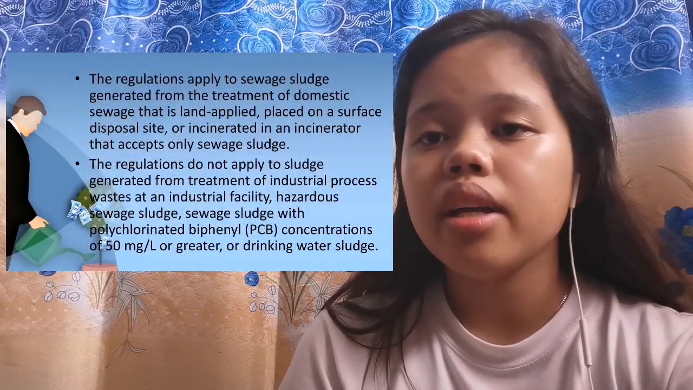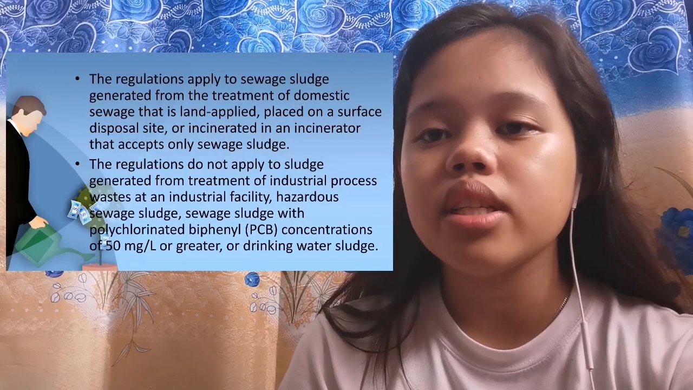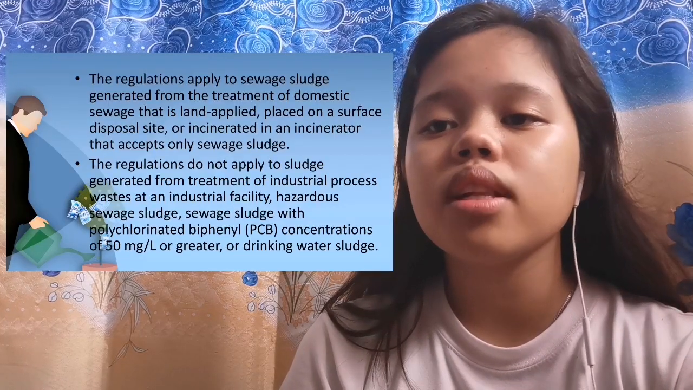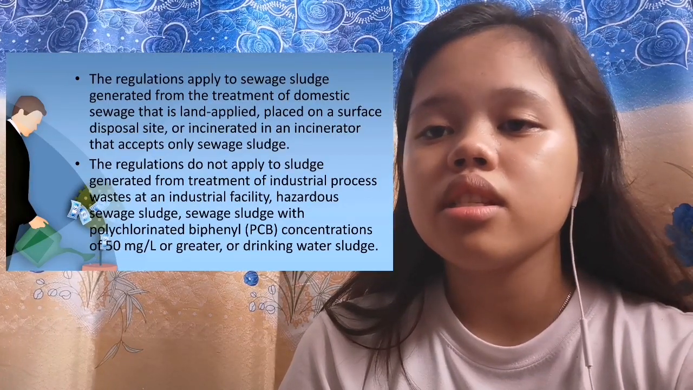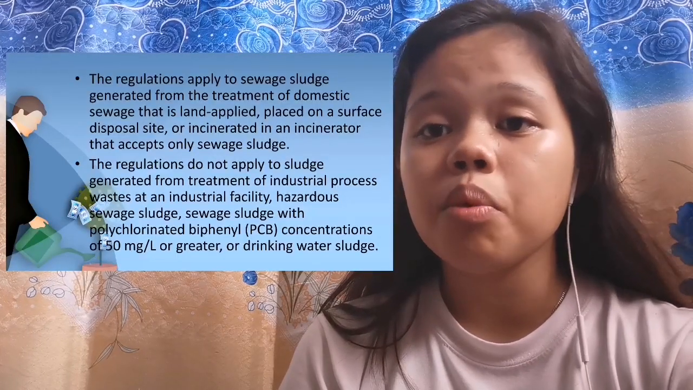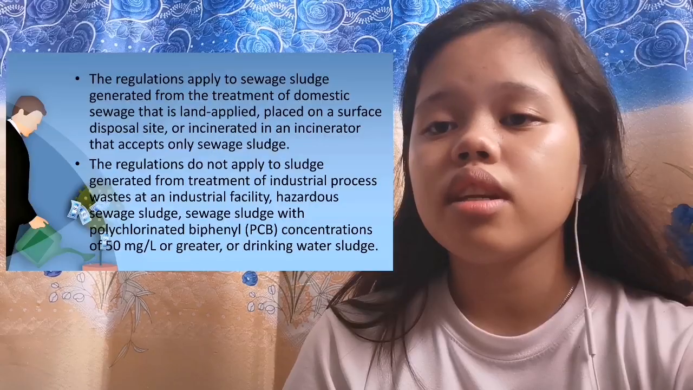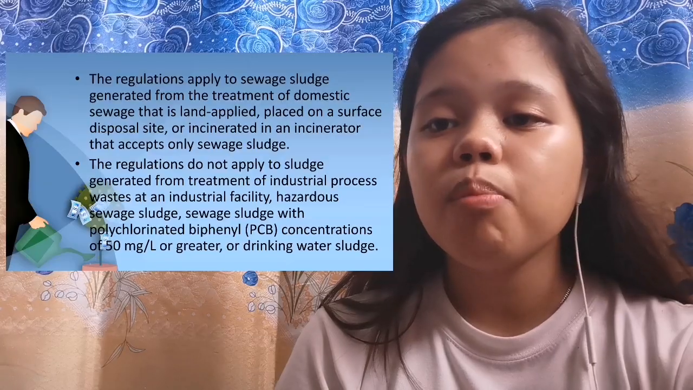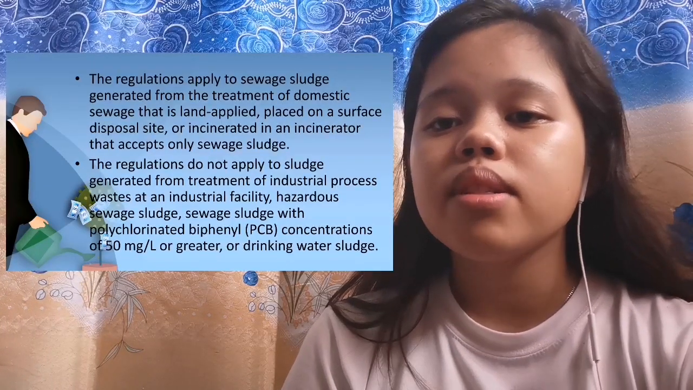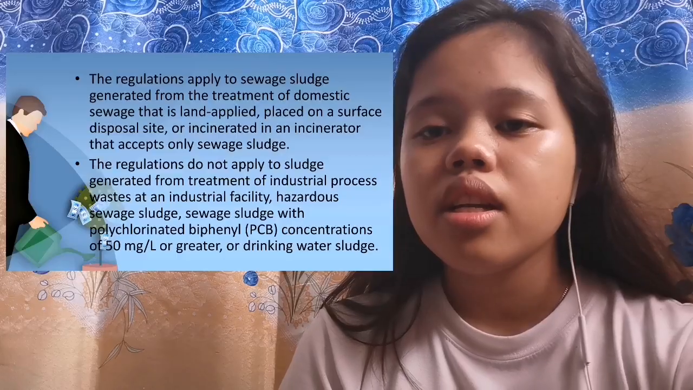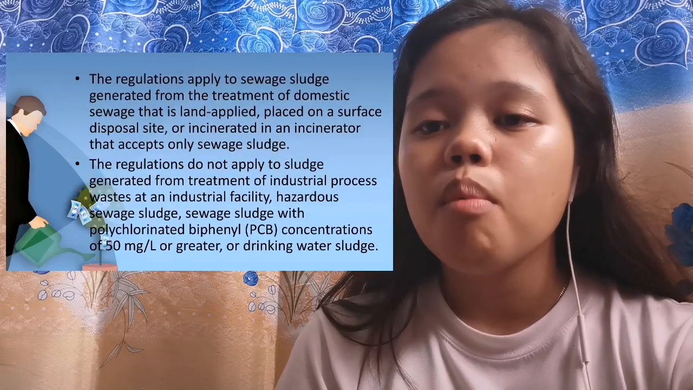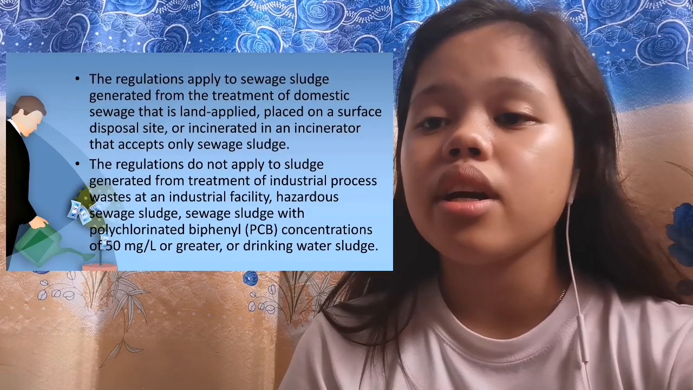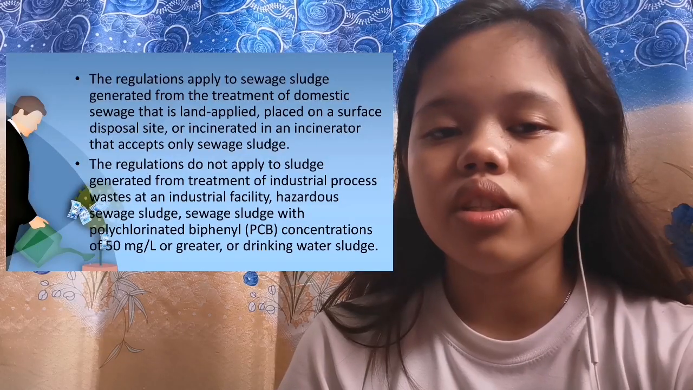The regulations apply to sewage sludge generated from the treatment of domestic sewage that is land applied, placed on a surface disposal site, or incinerated in an incinerator that accepts only sewage sludge. The regulations do not apply to sludge generated from treatment of industrial process waste at an industrial facility, hazardous sewage sludge, sewage sludge with polychlorinated biphenyl concentrations of 50 mg per liter or greater, or drinking water sludge.